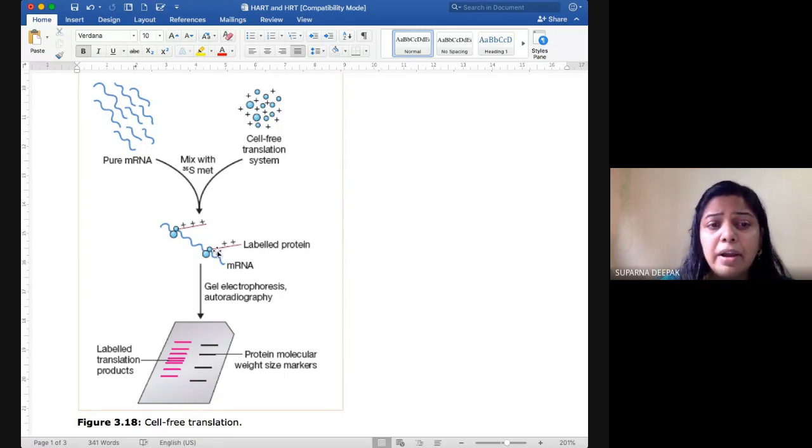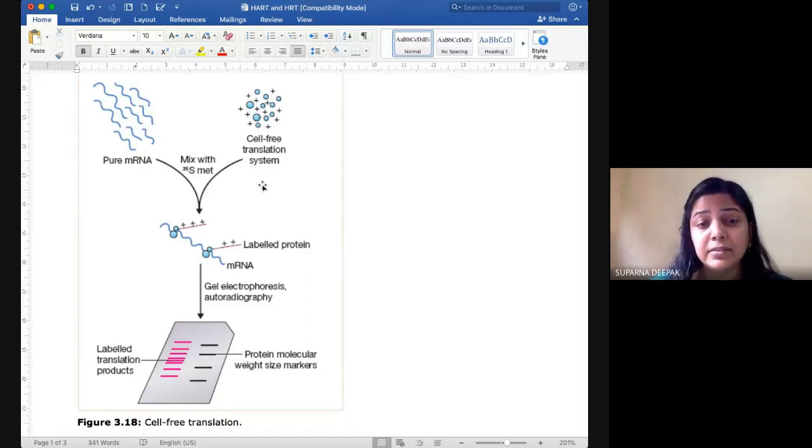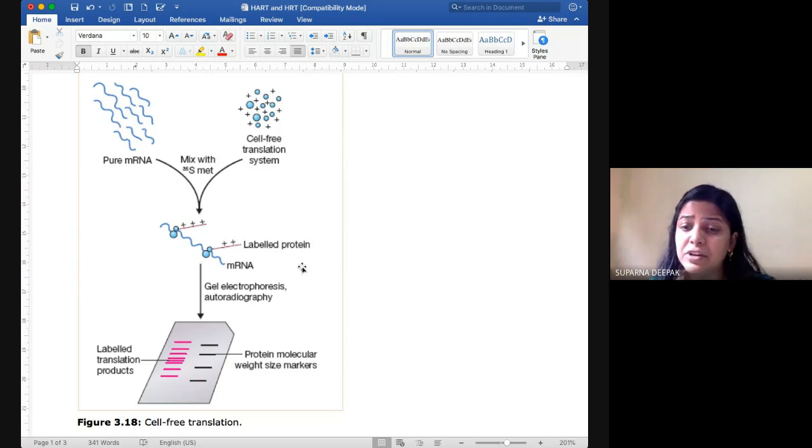So when your mRNA and this entire system come in contact and are mixed with each other, protein synthesis will start. Here you will see that this isotope-labeled methionine gets incorporated into your proteins, and they will get labeled. So every mRNA is going to give rise to labeled proteins. If there are, say, 15 different types of mRNA, then you are going to get 15 different bands, every band corresponding to one protein coming from each of your mRNAs.